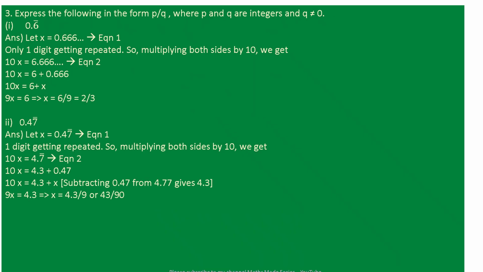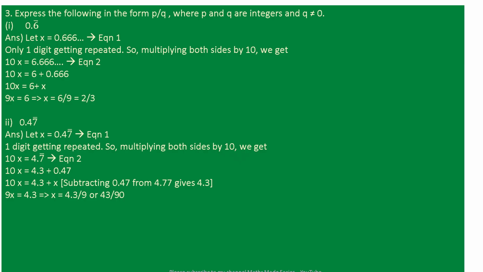Sum number 3, we need to express the given decimals in the form of p by q. The first sum is 0.6 repeating, where the repeating digit is only one, which is 6. Assume x to be equal to the given number. Since only one digit is getting repeated, you need to multiply both sides of the equation by 10. So 10x is equal to 6.6666. Now this equation we should represent in terms of x. So this becomes 10x is equal to 6 plus 0.6666. Simplifying this particular equation, you get the value of x to be equal to 2 by 3.